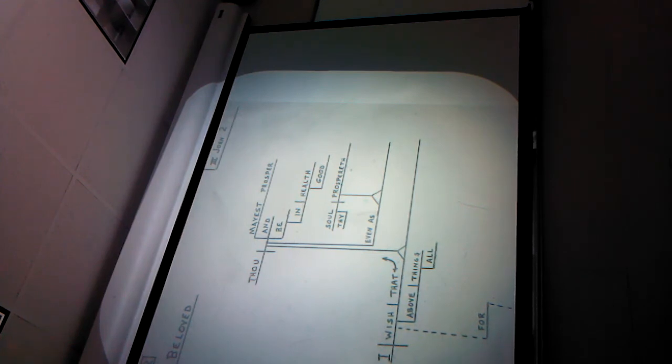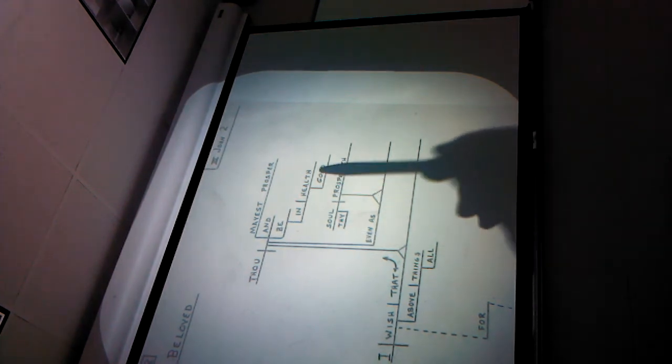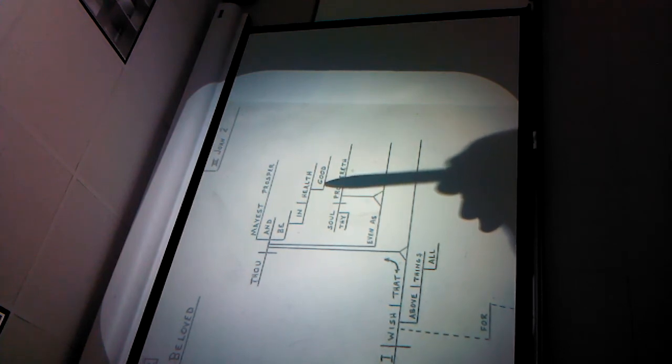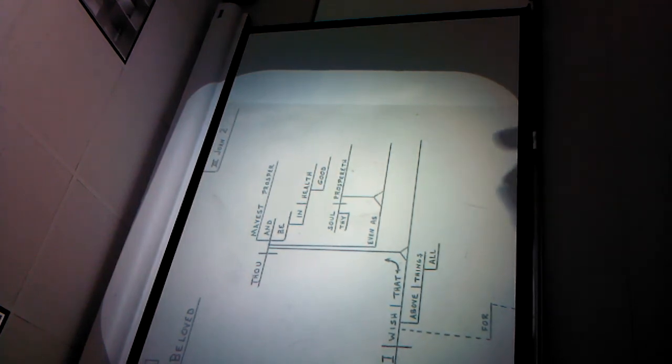Because the Schofield King James doesn't match up with other King Jameses, and it has words in it that aren't in other ones, like good. Good in this verse isn't in other King James Bibles. You don't have this at all? Well, okay. Diagram what you got.